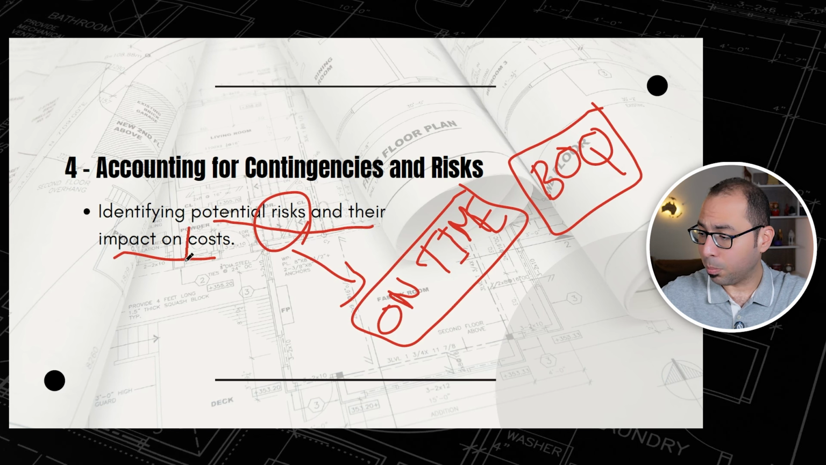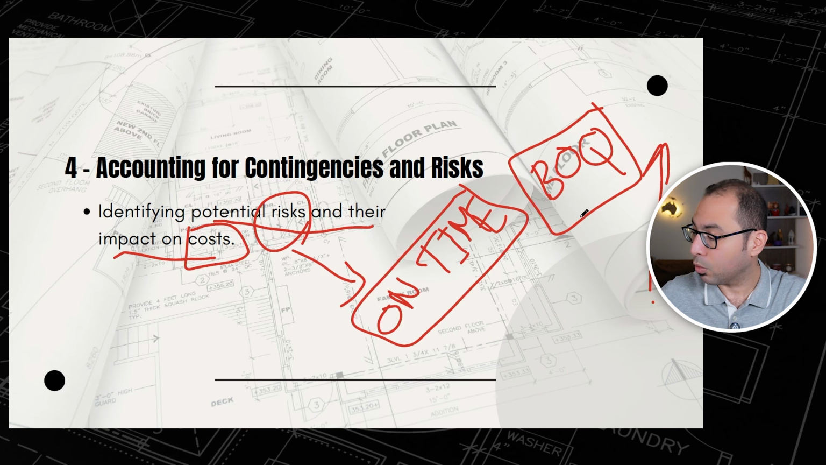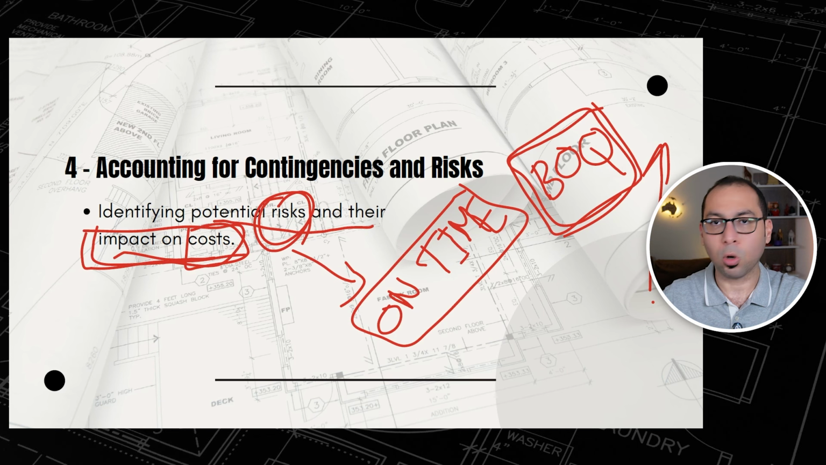And how can it impact the cost? Actually, you can just go and increase your price. If you know that this client will not be paying on time, you can just increase the price, or you can do BOQ front loading. So this risk will make an impact on the cost.